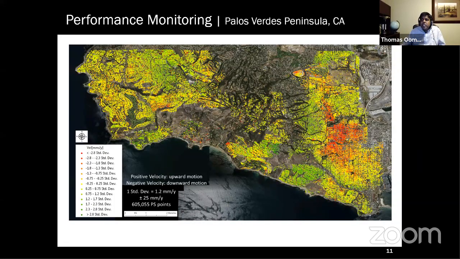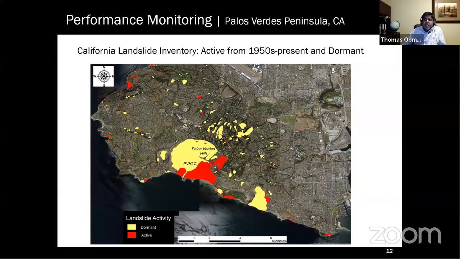So we did some more investigation, which I'll show you in my next slide. Here, this was the landslide inventory for California that was developed by USGS, the United States Geological Survey, from the 1950s to the present. They had categorized this area into some landslides, and you can see two categories, dormant landslides and active landslides. The yellow represents the dormant areas and the red represents the active areas.